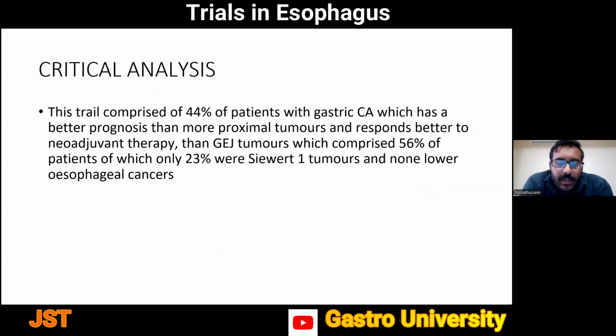So while analyzing this trial, some of the questions which came to my mind are: this trial majority consisted of patients with gastric adenocarcinoma and few patients with more proximal tumors. And as you know, the more proximal the tumor, the biology changes, and the prognosis is also different. So can the data from this trial be extrapolated for more proximal tumors? Is it a true representation of more proximal tumors?